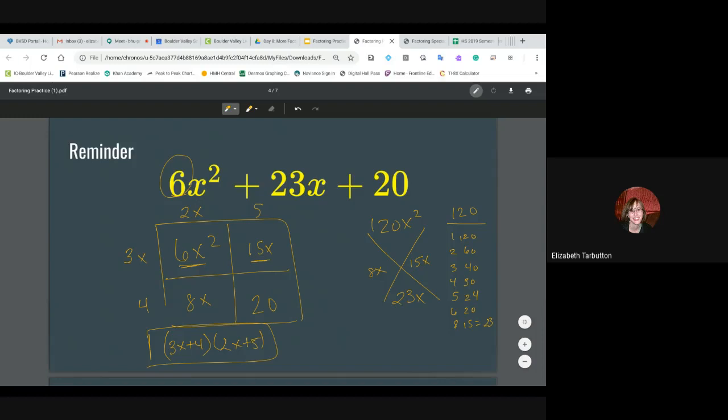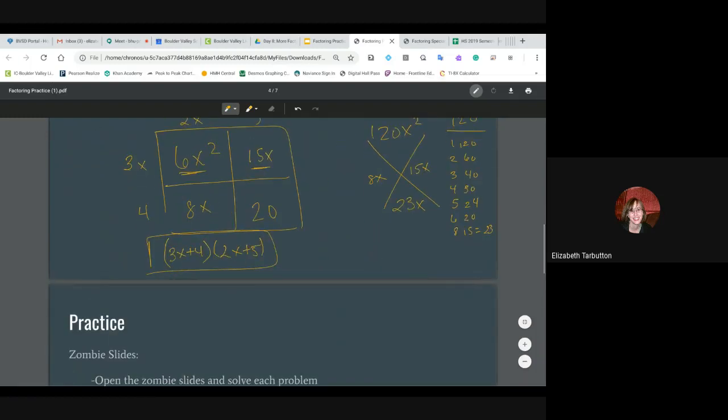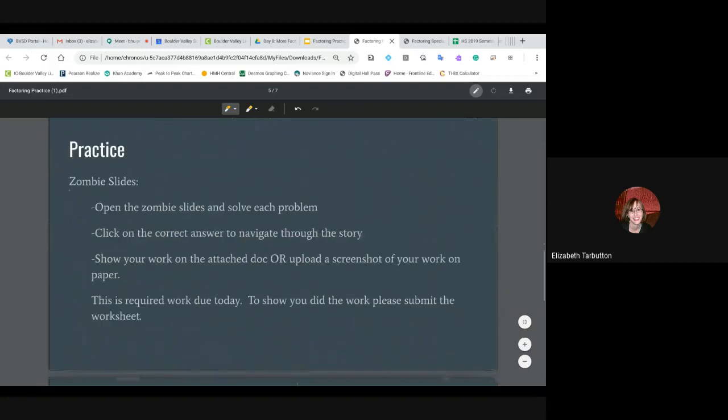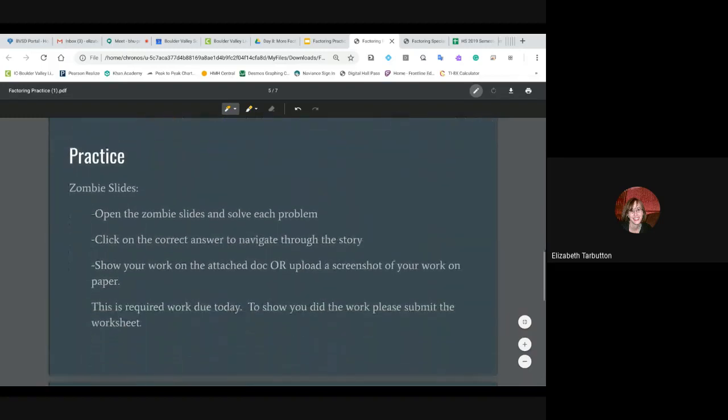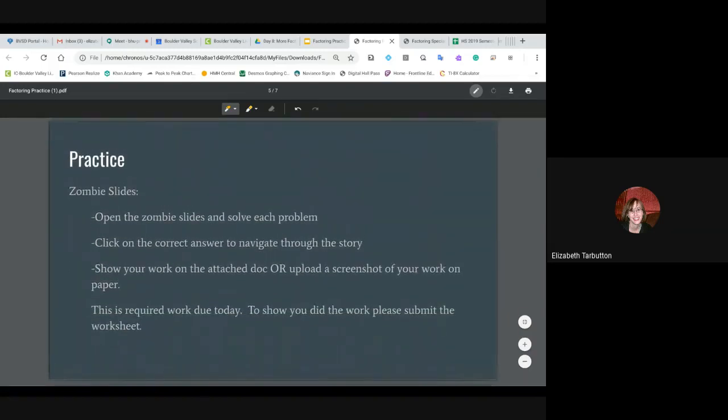And so that is a reminder of how to do our factoring. If you come up with a shortcut, that is great. We love shortcuts. So for today, our practice is a choose your own adventure factoring practice game where we are going to have a story for you. You're going to try to be escaping the zombie apocalypse. There are zombie slides. You're going to open the slides and you're going to solve each problem. You're going to click on the correct answer through the slides to navigate your way through the story and to check your work. If you make a mistake, then it will tell you to go back.